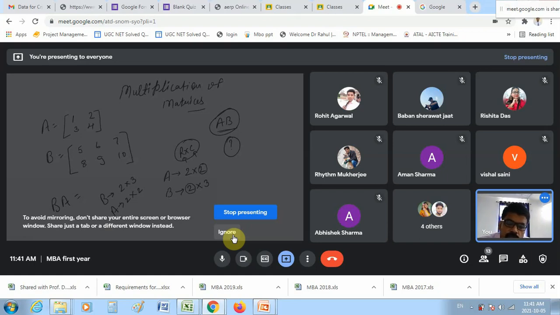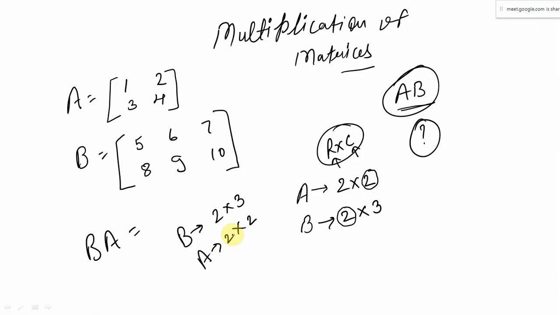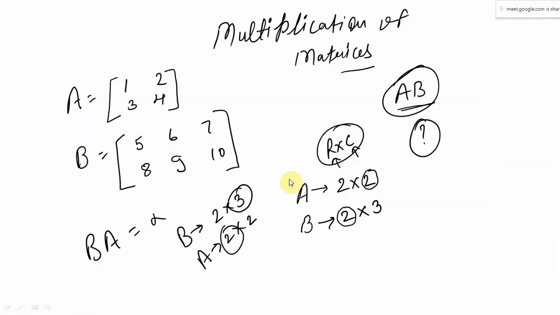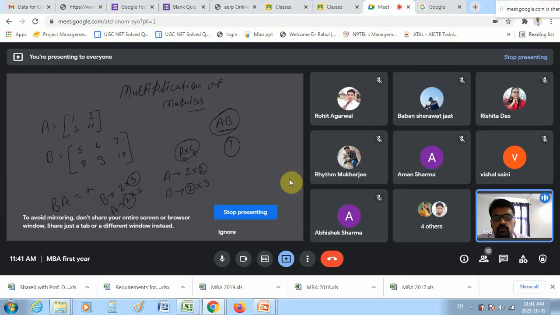So BA, we need to check the number of columns in B, that is 3. And we need to check the number of rows in A, that is 2. So 3 is not equal to 2, that means BA is not possible. We cannot multiply BA. Is it clear? Yes, sir. Okay. So now the part on whether multiplication of matrices is possible will be over. Right. So we'll go for the multiplication now.